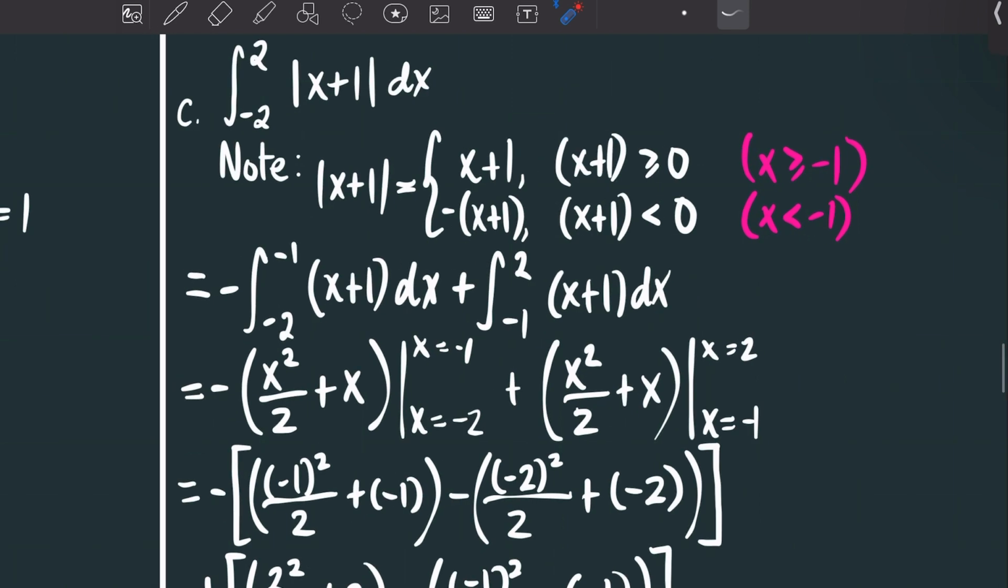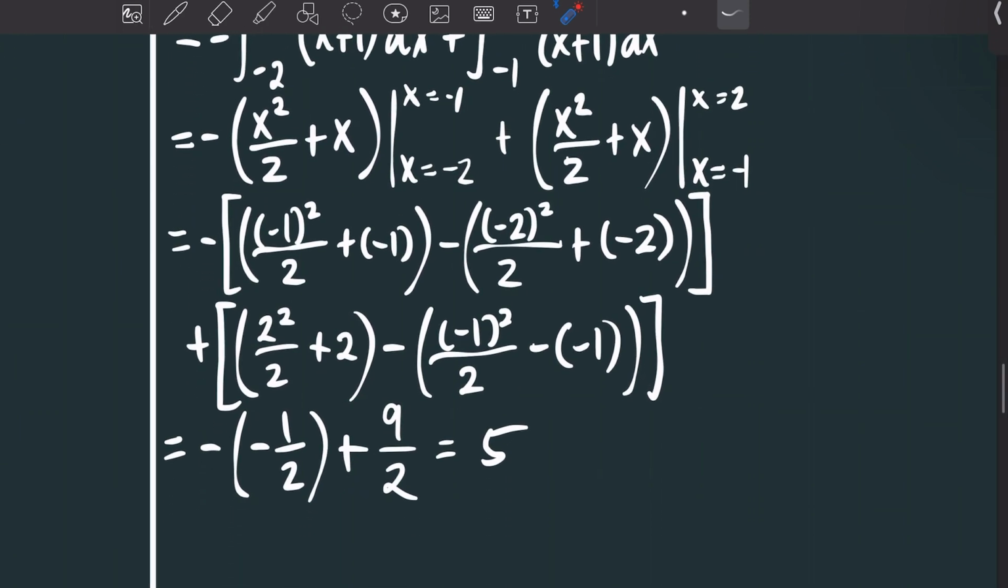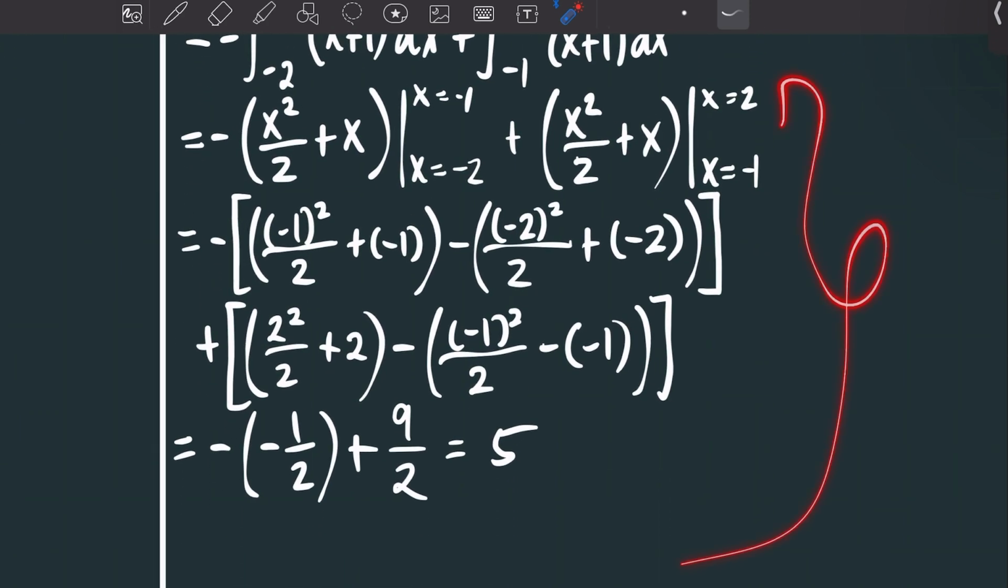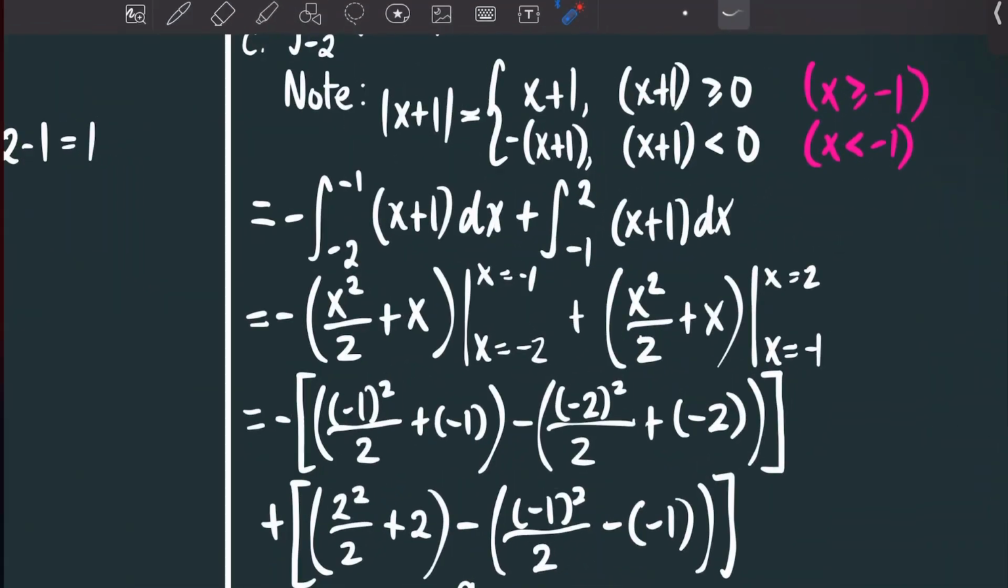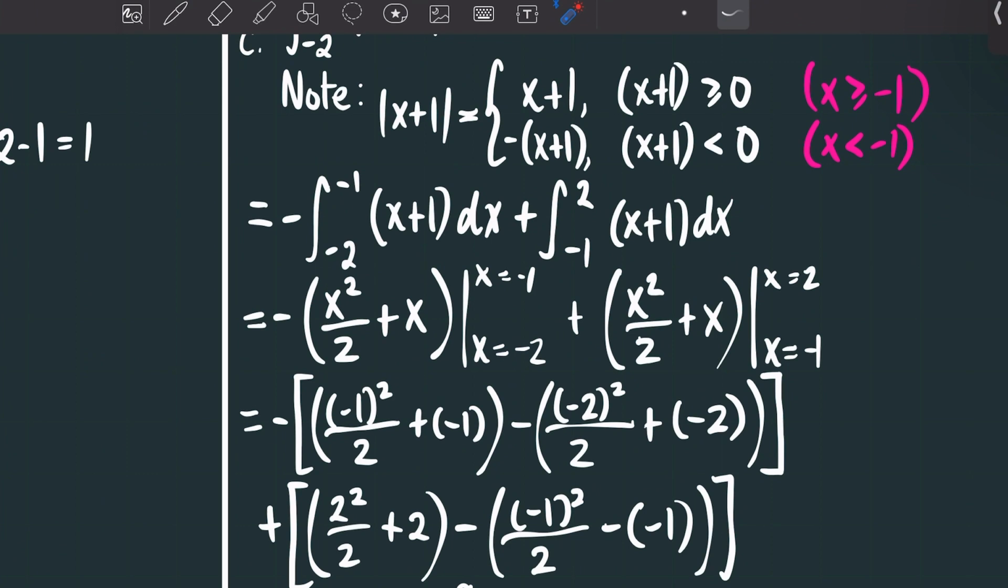So, kung magaling kayo mag-visualize, you can integrate this using geometry instead of doing this quite long stuff. So, I hope letter C is quite clear. So, I hope it's quite clear.